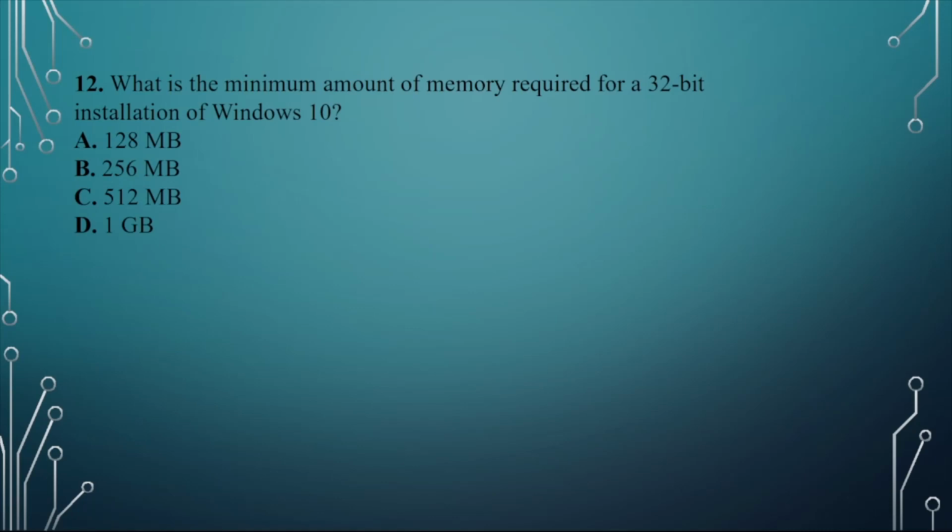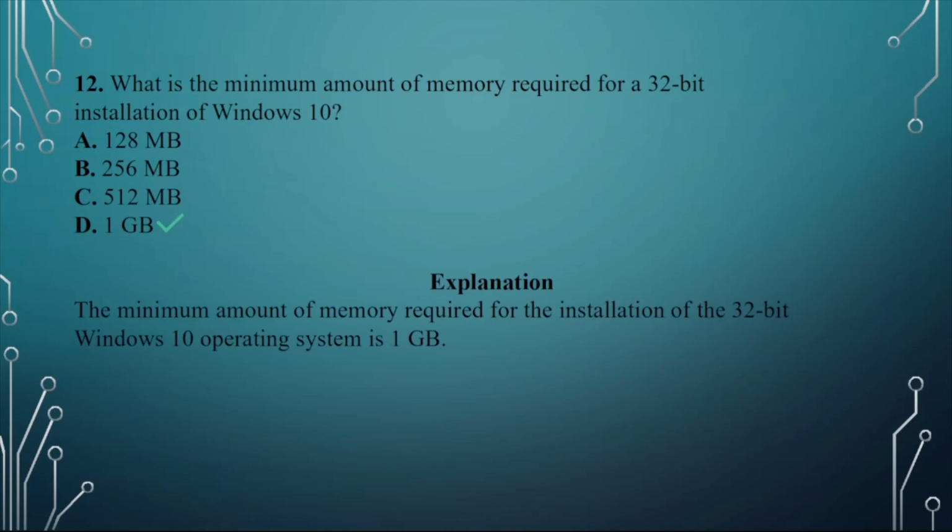Question number 12. What is the minimum amount of memory required for a 32-bit installation of Windows 10? A. 128 megabytes. B. 256 megabytes. C. 512 megabytes. D. 1 gigabyte. The answer here is D. 1 gigabyte. So this is the minimum amount of memory required for a 32-bit installation of Windows 10.